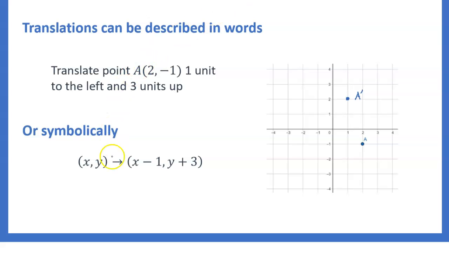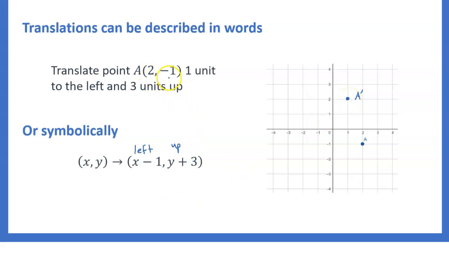Another way we can write problems is symbolically. We can say x, y, this coordinate pair x, y, goes to the rule x minus 1, y plus 3. This is the same as these words up here. X minus 1 is the same thing as 1 to the left, because x goes left and right, subtract is left, add is right. Y goes up and down, add is up, subtract is down. So this would be 1 unit left, 3 units up. So this is the exact same problem as up above. We would get that same image.